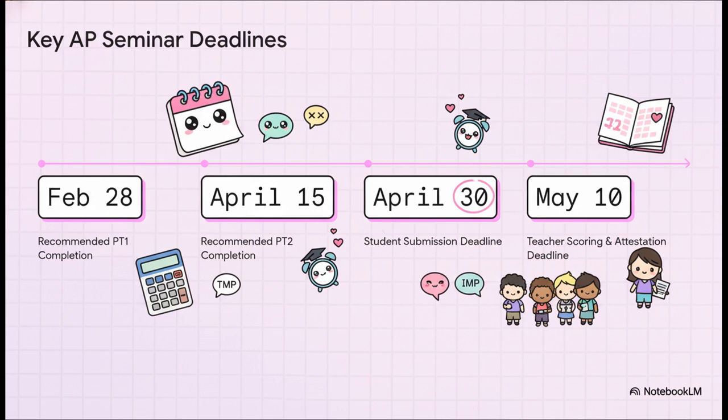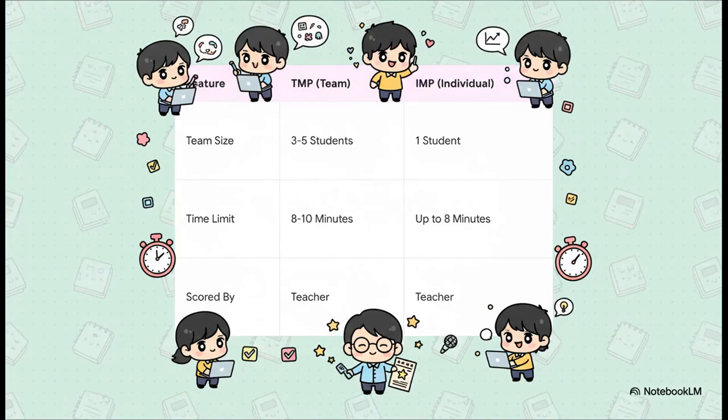And really think about it. How many students do you have? Bigger classes are going to need a serious chunk of time for both the team and individual presentations. And remember, you're juggling two totally different beasts here. You've got the team multimedia presentation, the TMP, for groups of 3 to 5 students, which runs about 8 to 10 minutes. And then you have the individual multimedia presentation, the IMP. That's a solo act with a tighter 6 to 8 minute window. And you, my friend, are scoring both of them.